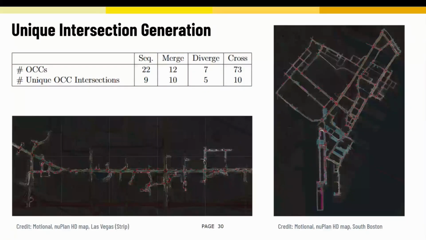Second measure of variety we have is the unique intersection generation. If we generate everything on a single intersection, then we're doing no better than prior work. But it's good to see here that these 22 OCCs that are sequential are split across nine unique intersections. For merge scenarios, it's a similar story. The 12 we're able to generate happen across 10 unique intersections. For diverge, the 7 is split across 5. And for cross, we're able to generate a lot more scenarios per intersection. We're able to generate 73 OCCs across 10 intersections.